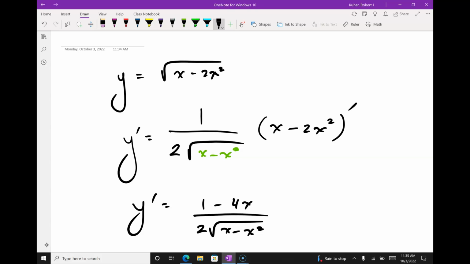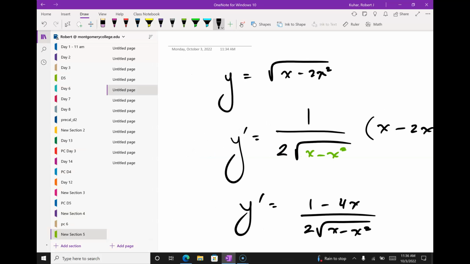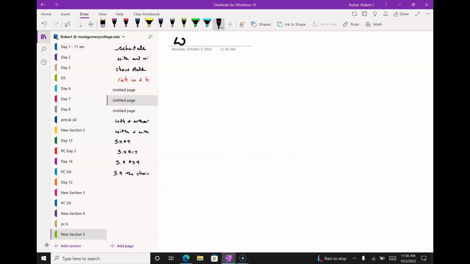Now you should be doing these chain rule problems in section 3-4 right from the beginning. They start easy and they get very, very complicated, and we'll do a bunch of really tough ones. Let's do some with and without the chain rule. So we'll start with y equals sine squared x.